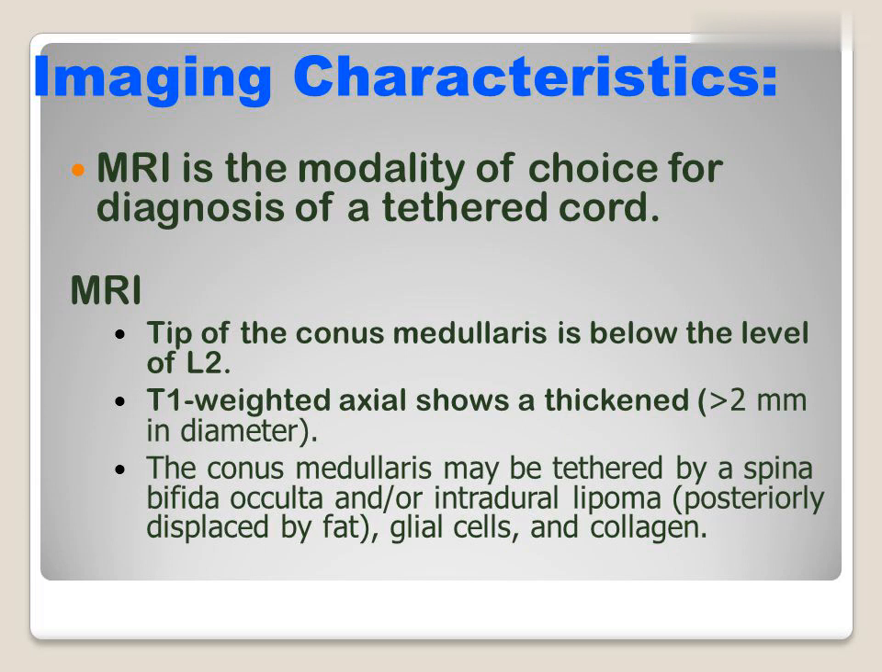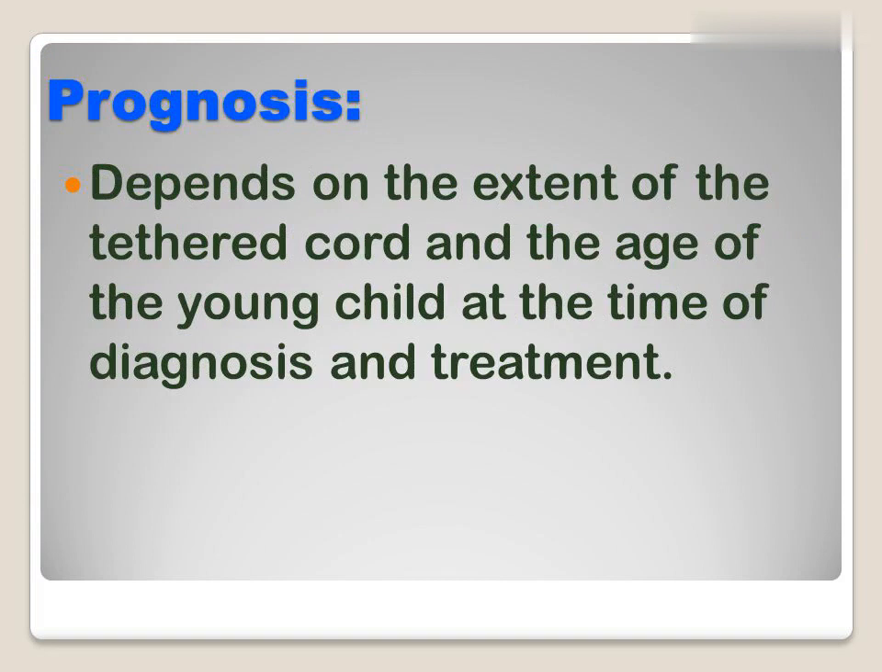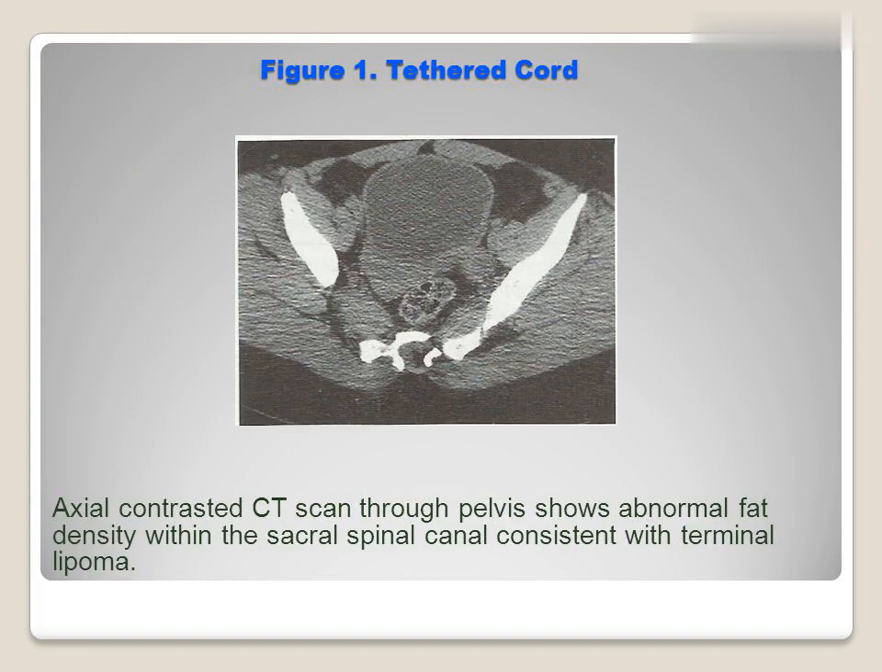MRI. Tip of the conus medullaris is below the level of L2. T1 weighted axial shows a thickened filum terminale, greater than 2 mm in diameter. The conus medullaris may be tethered by a spina bifida occulta and/or intradural lipoma, posteriorly displaced by fat, glial cells, and collagen. Treatment. Surgery in infancy or early childhood is required to prevent progressive neurologic deficit. Prognosis. Depends on the extent of the tethered cord and the age of the young child at the time of diagnosis and treatment.